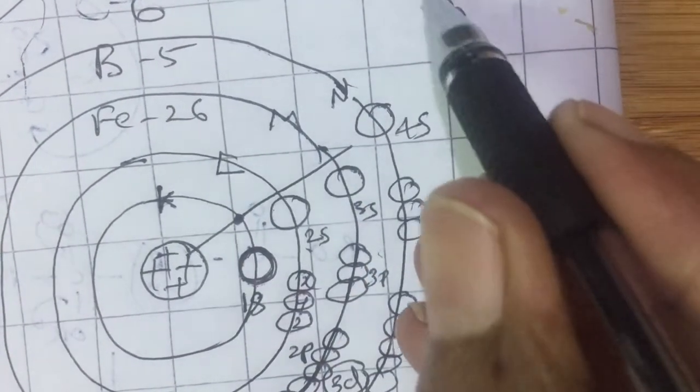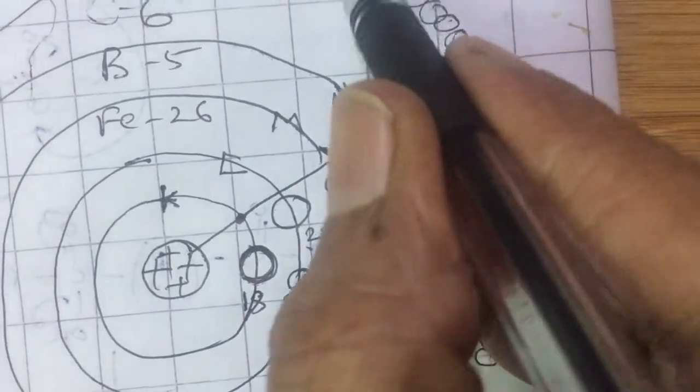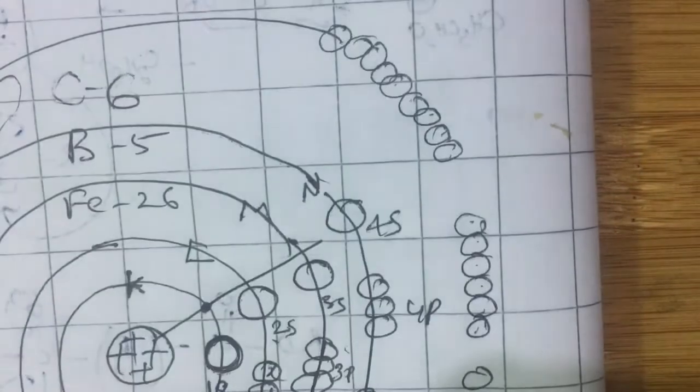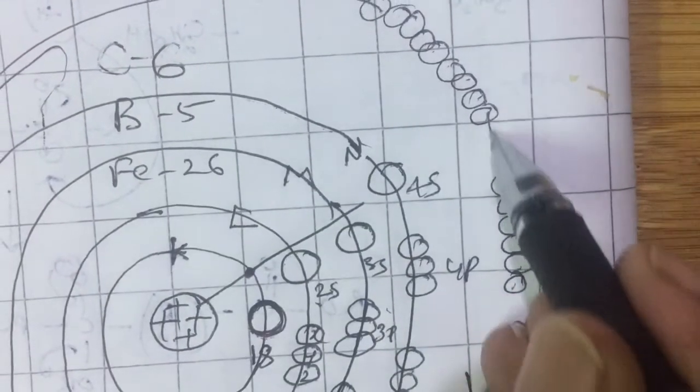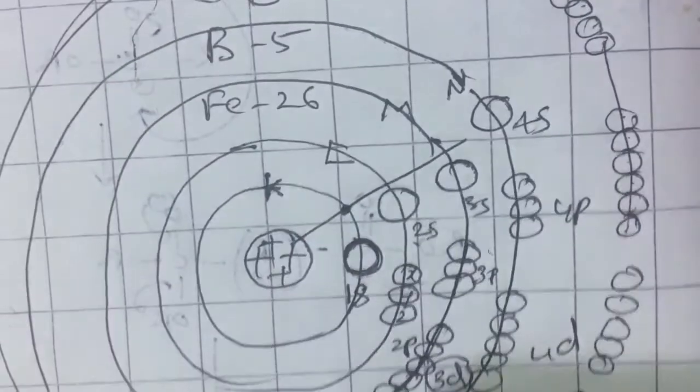1, 2, 3, 4, 5, 6, 7, 8, 9. So 5g orbitals are 9. Let us not worry about this g and all at the moment.